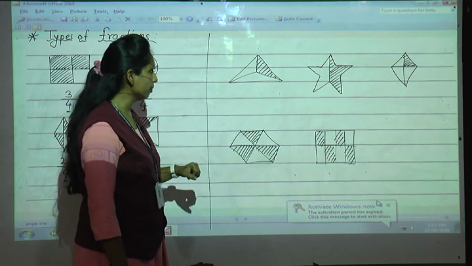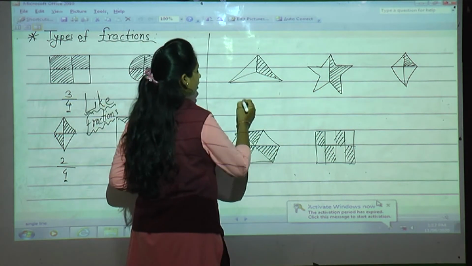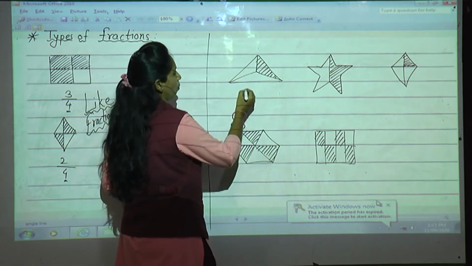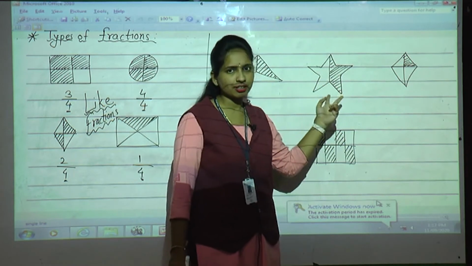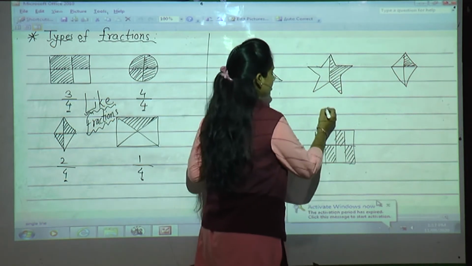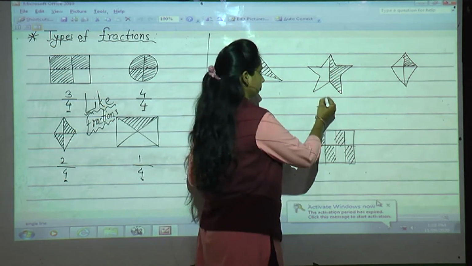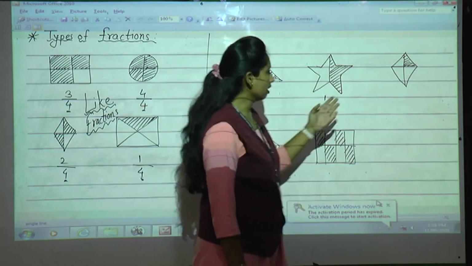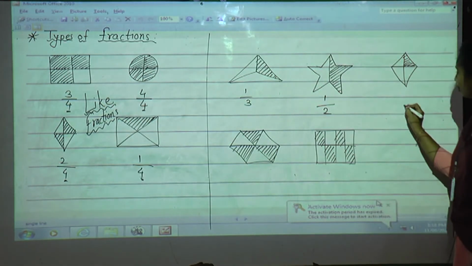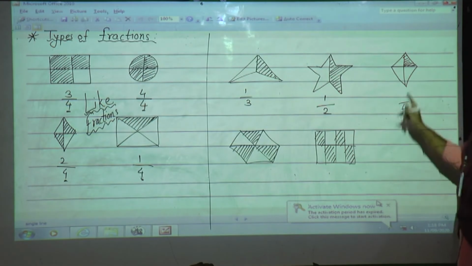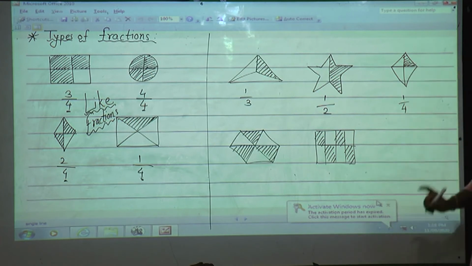Now see this shape. How many parts are there in all? 3. Out of that, how many are colored? 1. Now see this star. How many parts are there in the star? 2 parts. Out of that, how many parts are colored? 1. Isn't it? Now see this diamond shape. How many parts are there? 4 parts. Yes. How many parts are colored? Only 1. So write it in the place of the numerator.